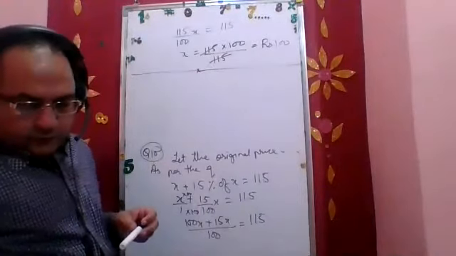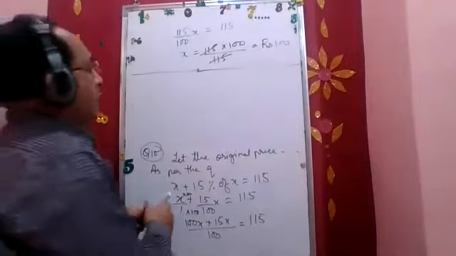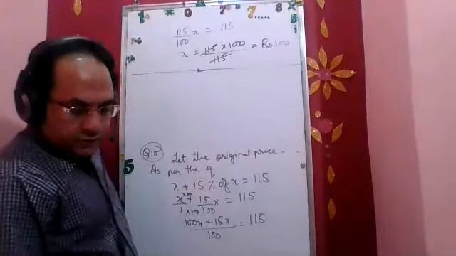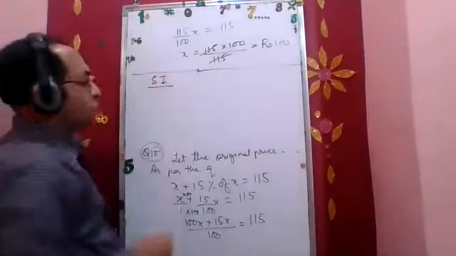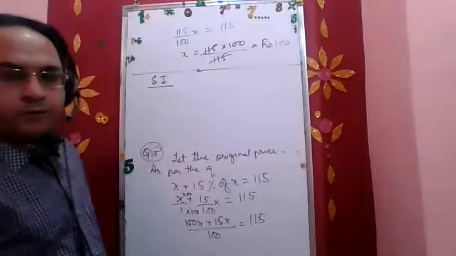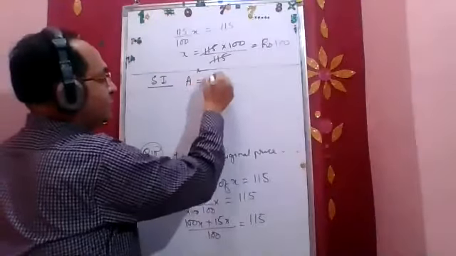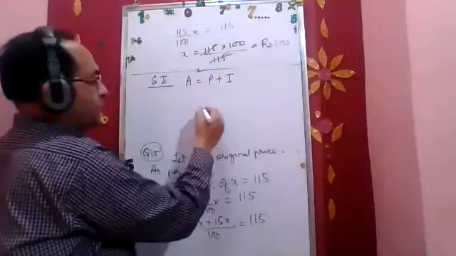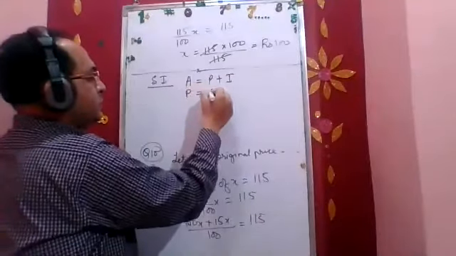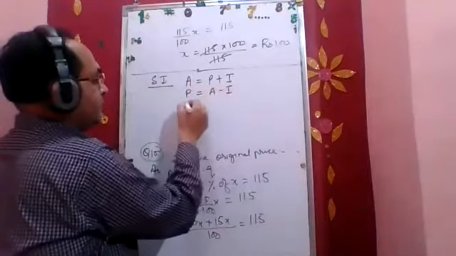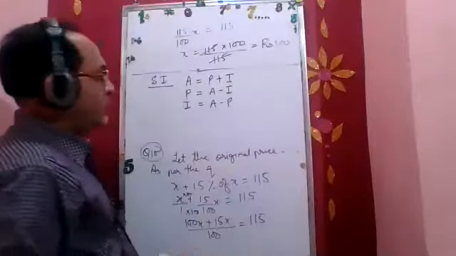Okay. Now see children, that was about the percentage questions. Now let's come to simple interest. In simple interest, there are a few formulae which you should know. The very first one is the amount. Amount is equal to P plus I. That is one formula. From this, we can get two more: principal is equal to amount minus interest, and interest is equal to A minus P.